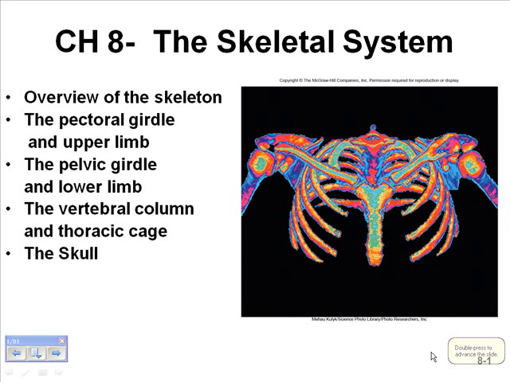On Chapter 8 with the skeletal system, today we'll start off looking at an overview of the skeleton. So we're going to divide the skeleton up between the axial and the appendicular skeleton. Then we're going to look at the different parts of the skeleton. So we'll start with the pectoral girdle, or the shoulder and the upper limb or the arm. We'll look at the pelvic girdle, or the hip and the lower leg. And then finally we'll look at the vertebral column, the thoracic cage, and then all of the bones that comprise the skull.